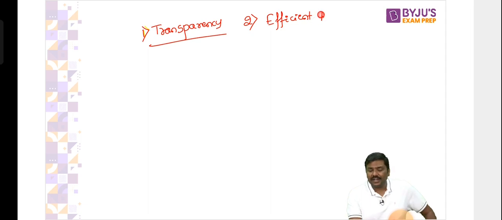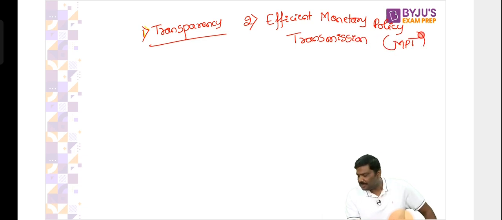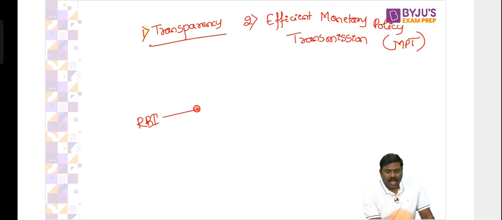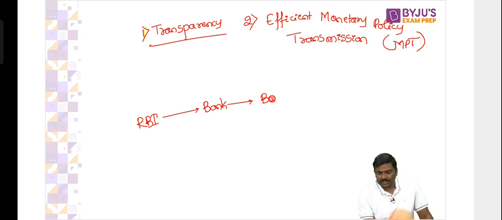RBI expected an efficient monetary policy transmission. Monetary policy transmission, let me explain this. What is this? MPT, monetary policy transmission. Let's start. Here is RBI. RBI will give loan to a bank. Bank will give loan to borrowers or customers.